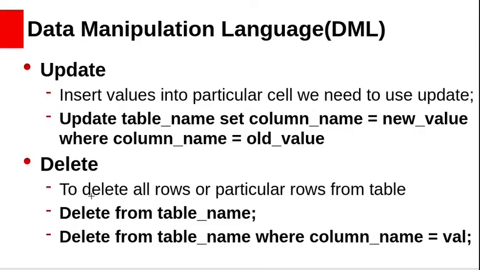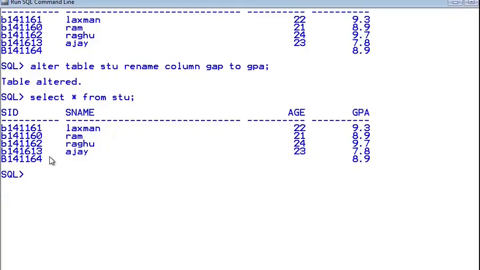Let's see update. If you want to insert values into a particular cell, we use this command, update. Like here I want to enter the SName of the student B141164. That means I want to enter data in this particular cell. Within the table we have some data, and we want to modify that data. Here we have blank, meaning a null value, and we need to change that to some other value.